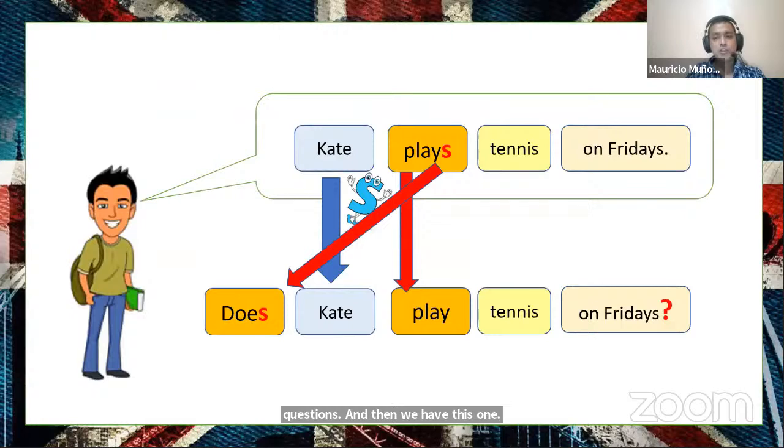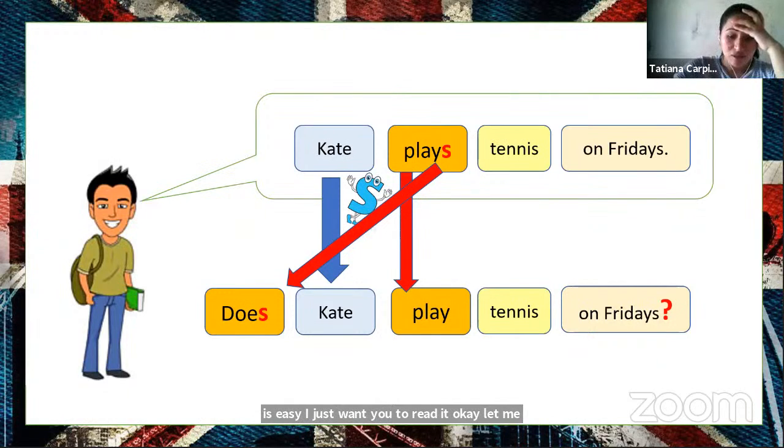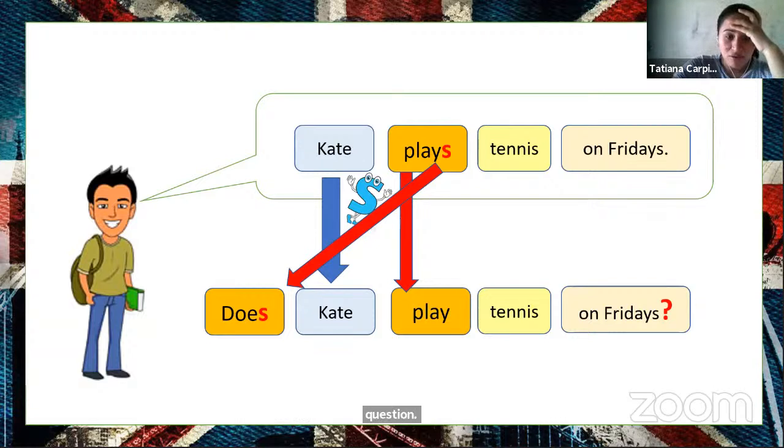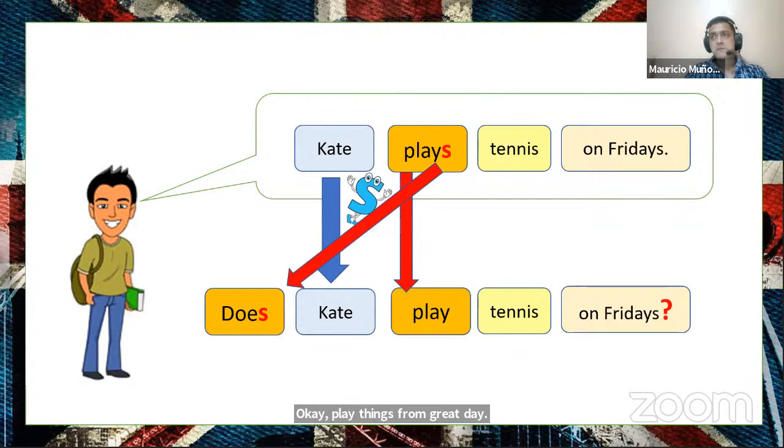Okay, Miss Tatiana Carpio, could you please read the question for me? It's easy. I just want you to read. Quiero que lea. Read the question. Does Kate play tennis on Friday? Yes, very good. This is a question for the third person. Does Kate play tennis on Friday? Let's continue.